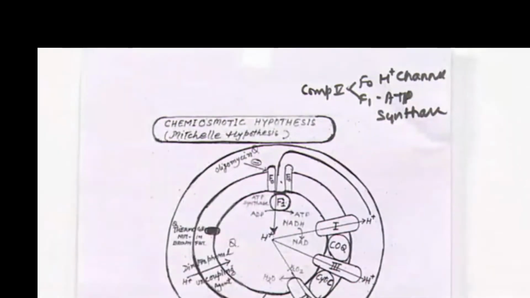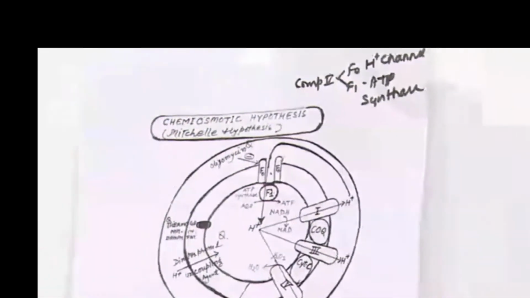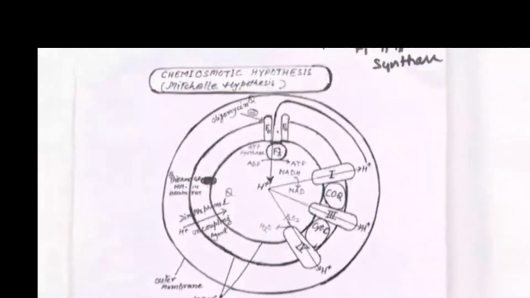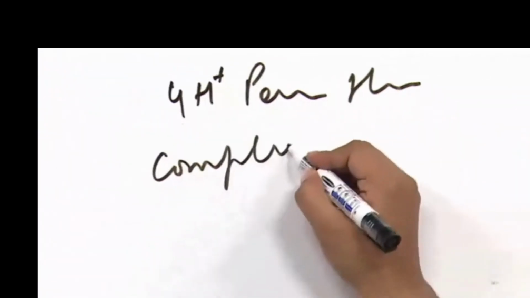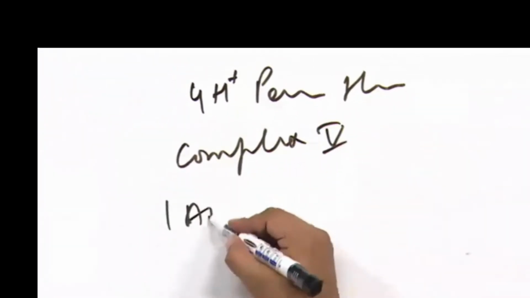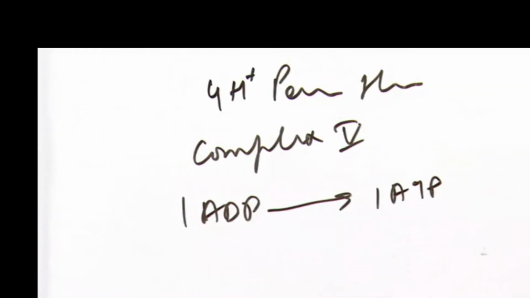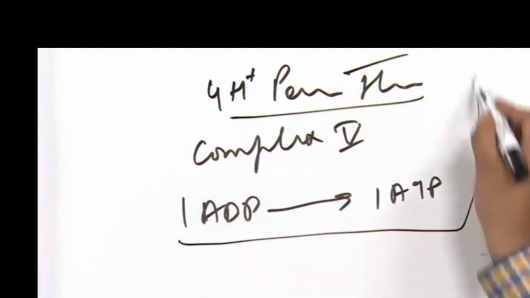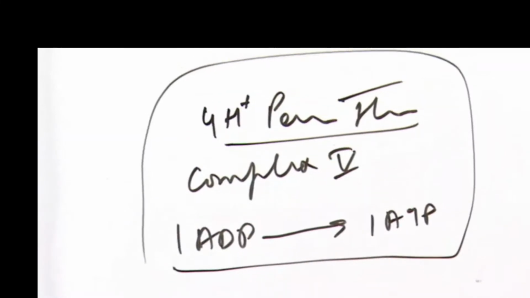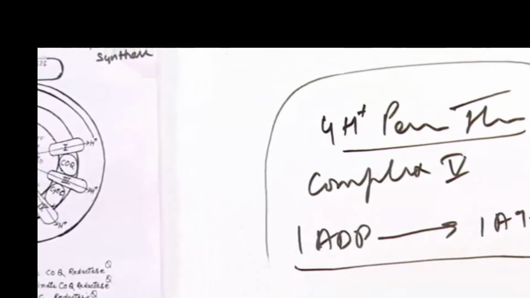Write it down. Yes, you have to write down. When 4 H+ pass through complex 5, 1 ADP is converted to 1 ATP. Okay, we will use this concept.